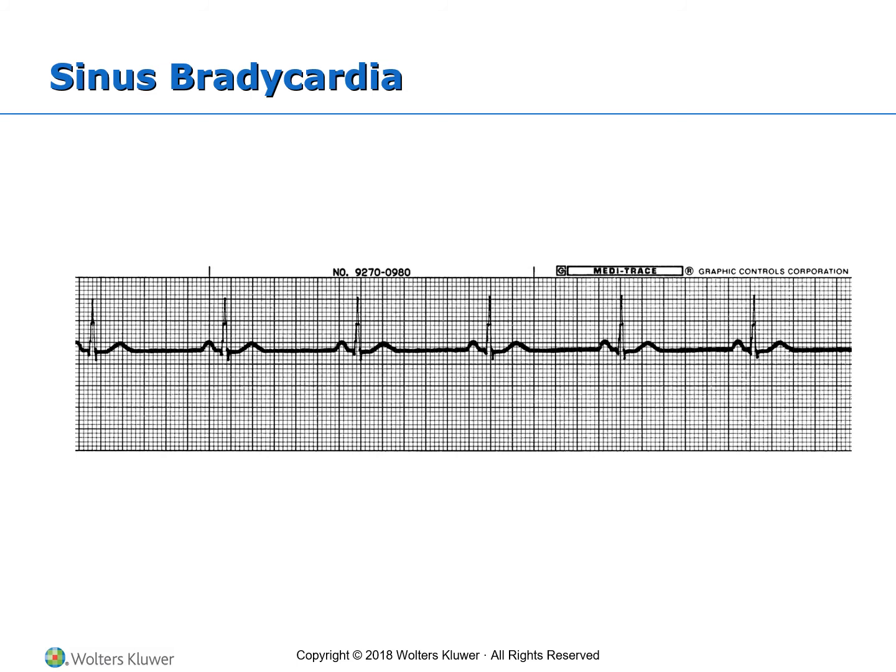Sinus bradycardia. This is when the SA node creates an impulse, but it is slower than a normal rate. So if you say that someone's bradycardic, you're talking about sinus bradycardia. It's caused by lower metabolic needs, vagal stimulation, certain medications, beta blockers. It can also be caused by sinus node dysfunction, increased intracranial pressure, decompensated heart failure, and coronary artery disease.